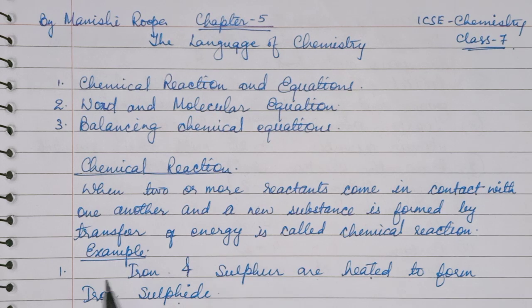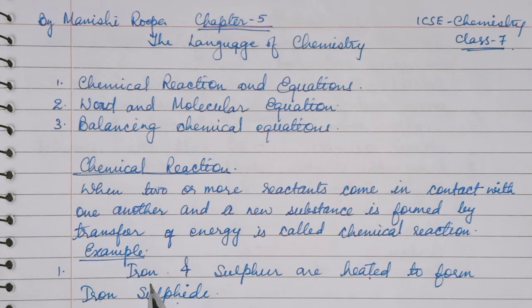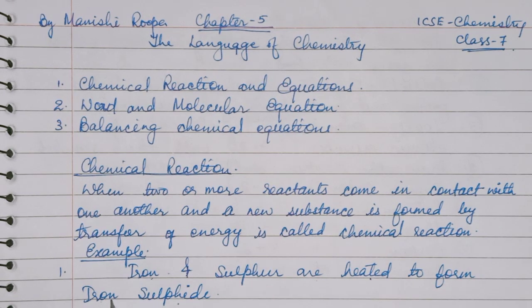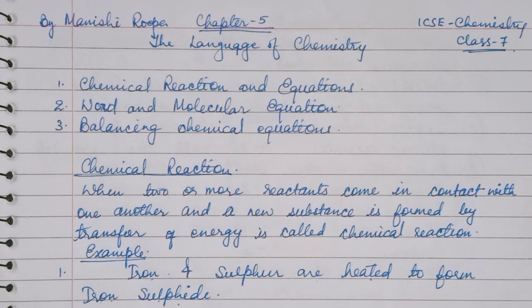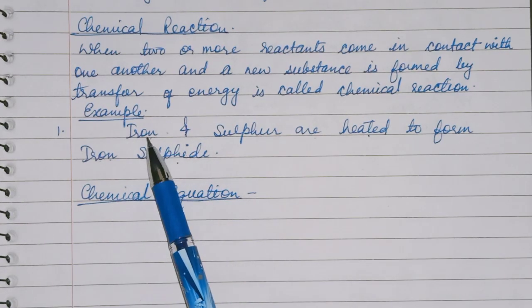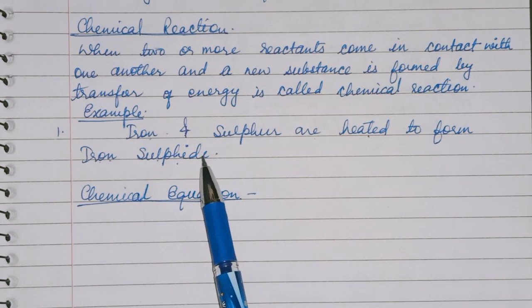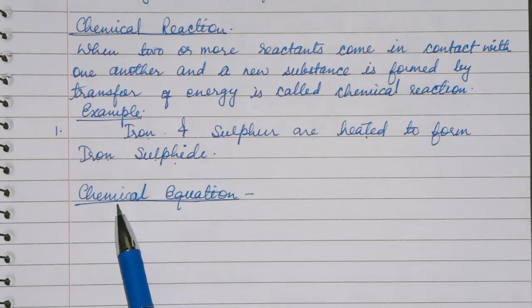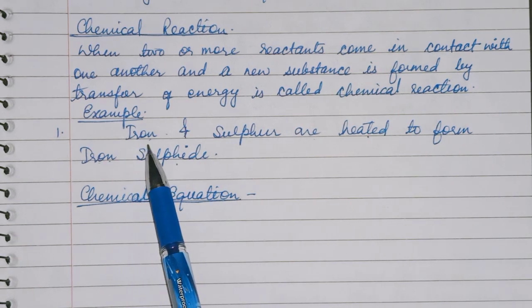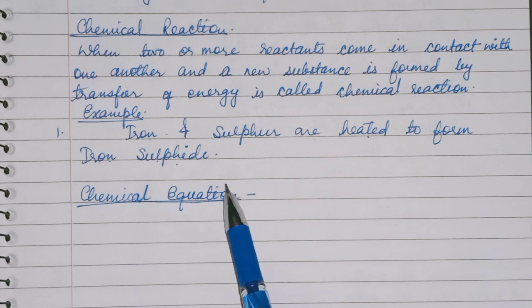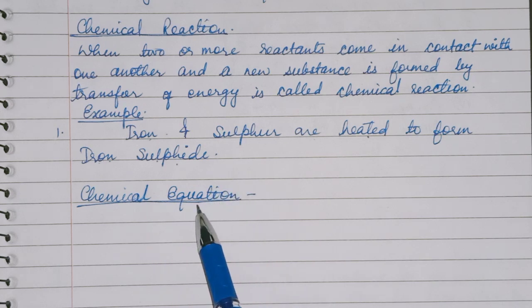So this is called a chemical reaction. That means two elements are combining together to give a new substance, and its property is totally different. Now when we represent this statement in symbols or in word form, it will represent a chemical equation. So when the statement for any chemical reaction is represented by symbols, you can say it is a chemical equation.